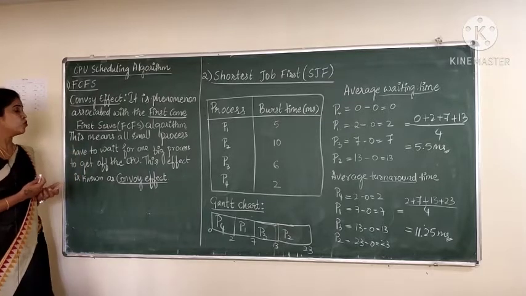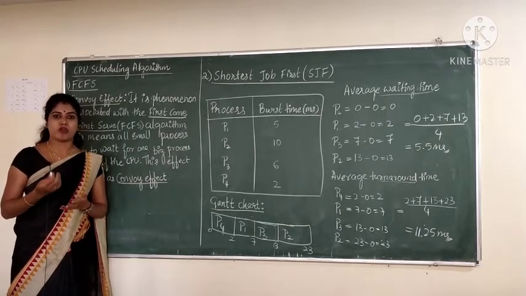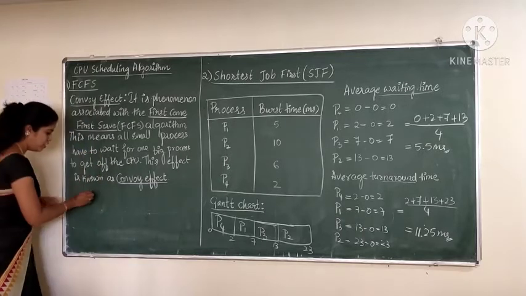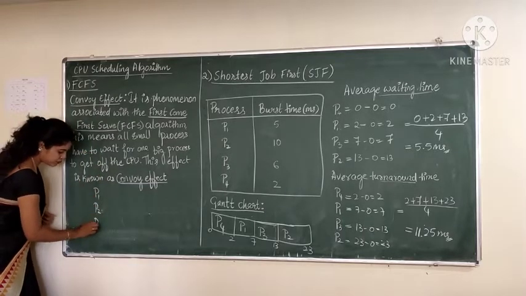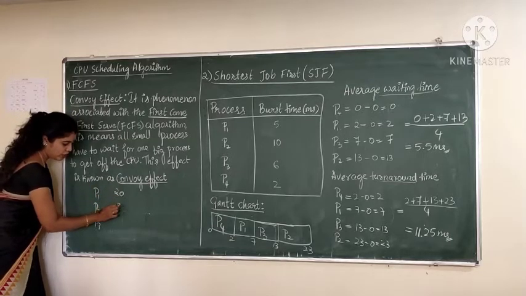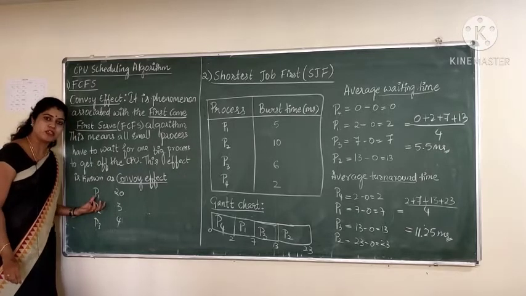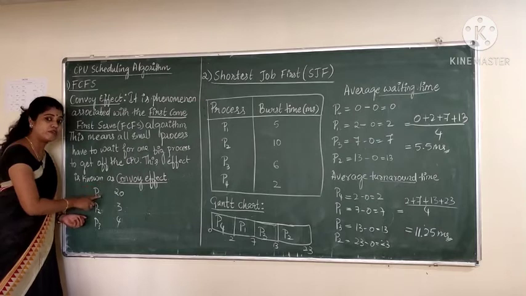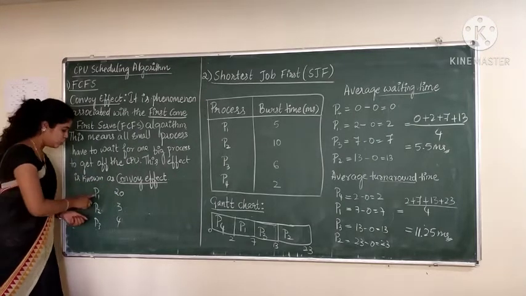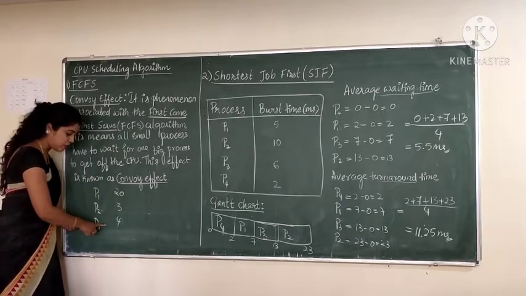So what is this convoy effect? It is a phenomenon, a property of the first come first serve scheduling algorithm. Let us take an example with 3 processes with their respective burst times, from the previous example. Because it is first come first serve, whichever process comes first is the one that gets a chance of using the CPU. Here P1 has 20 milliseconds, P2 has 3 milliseconds, and P3 has 4 milliseconds.